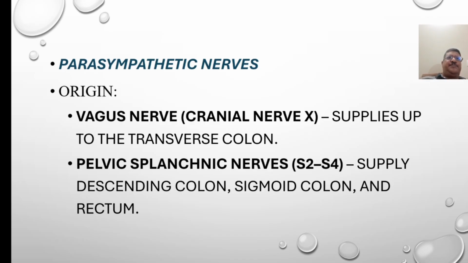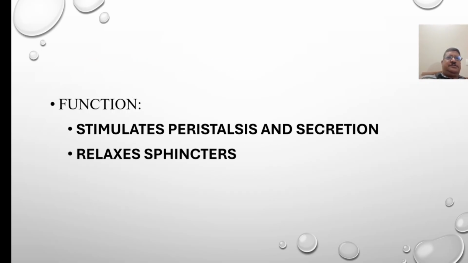Parasympathetic nerves originate from the vagus nerve, which supplies up to the transverse colon. Pelvic splanchnic nerves supply the descending colon, sigmoid colon and rectum. Functions: stimulate peristalsis and secretions, relax sphincters.